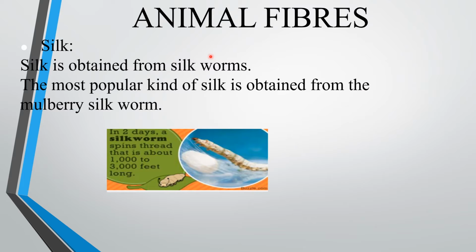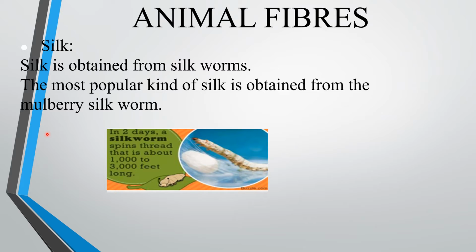Now let us discuss in brief animal fibers. First, we are going to discuss silk, and this silk is exclusively obtained from a worm called the silkworm, from the cocoon of the silkworm. The most popular kind of silk is obtained from the mulberry silkworm, and we know it is quite an expensive fiber.